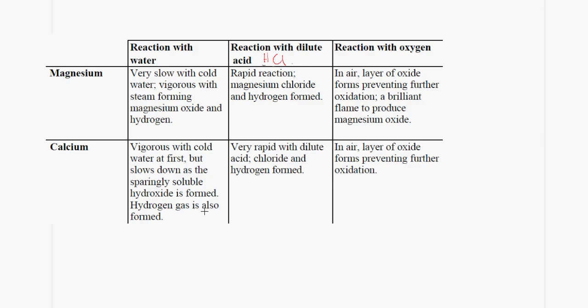So what we are saying, as we go down group 2, reactivity increases. And the reason for this is that the atomic radii increases down the group. The attraction of the nucleus on the outer shell electrons decreases down the group, and therefore the outer shell electrons are lost more readily. And this is the reason why reactivity increases down the group.